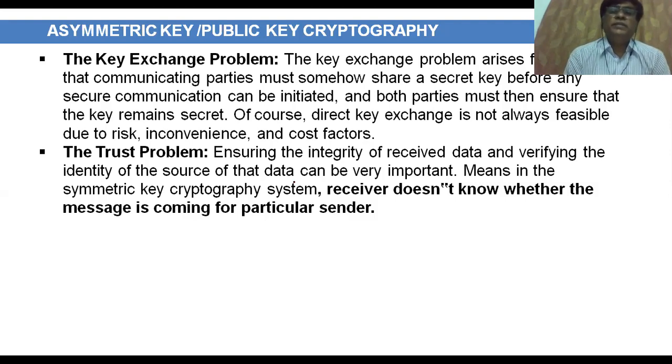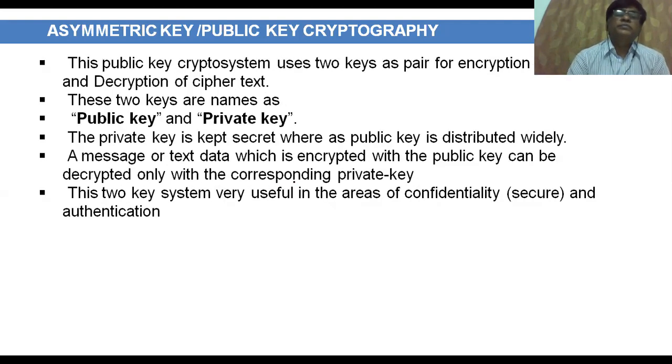Sometimes the receiver does not know whether the message is coming from a particular sender. That means if a recipient receives a message which is not from the authorized person, that is the trust problem. This problem can be overcome in the asymmetric key algorithm.